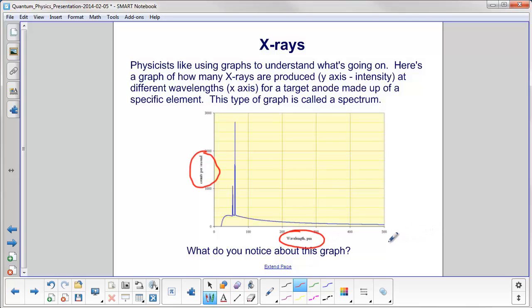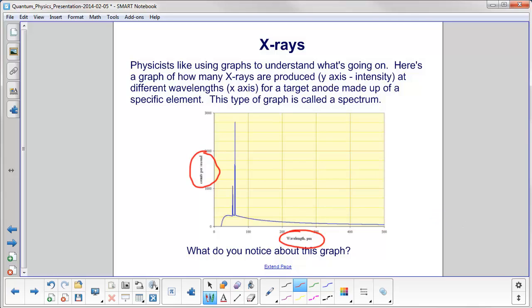A couple things to notice here: the graph is labeled. You tell what's on the x-axis, in this case it's wavelength, and then you tell what units it's in over here. Same thing here, you have counts per second, so you can clearly understand what's going on with the graph. This type of graph is called a spectrum.